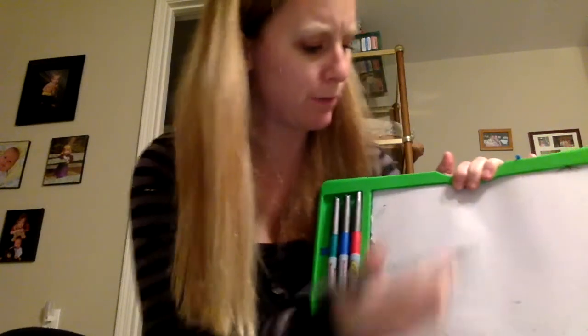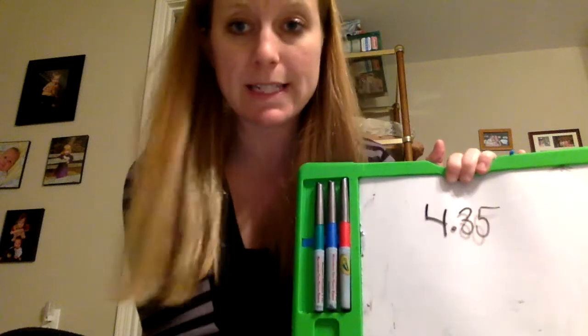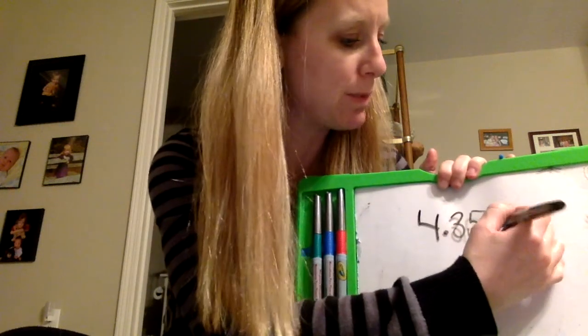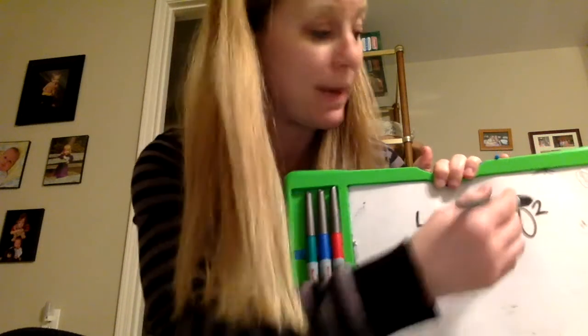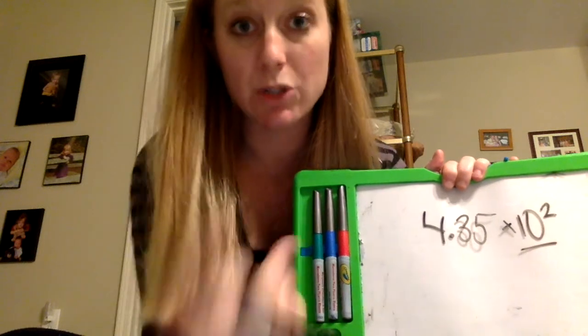Let's do something different. Let's do 4 and 35 hundredths. Okay, and I'm going to multiply this by 10 to the 2nd power. Remember, my exponent tells me how many tens I'm going to multiply by. That's 2 tens, okay, which is actually 100.